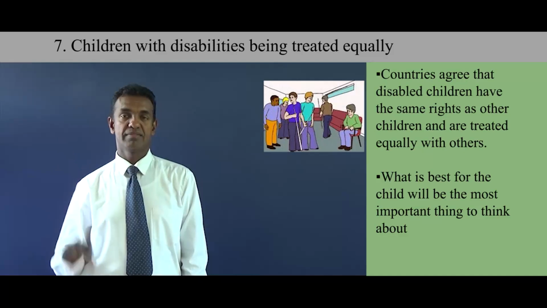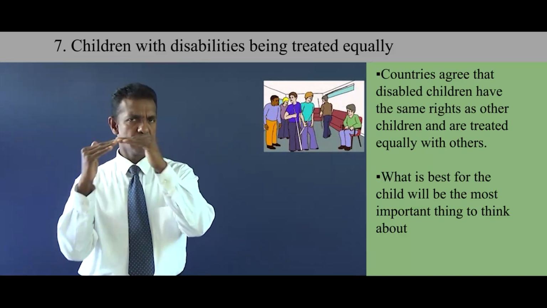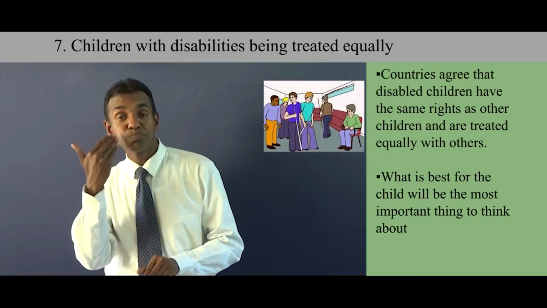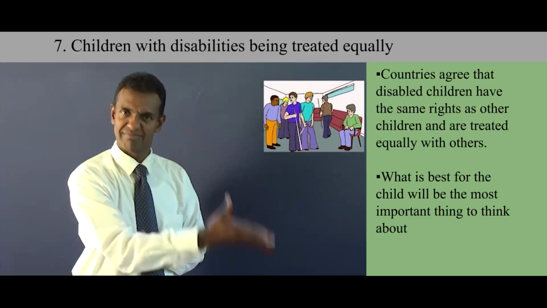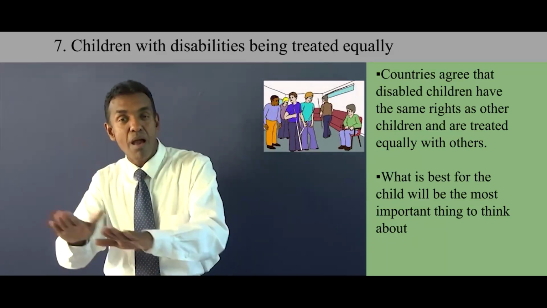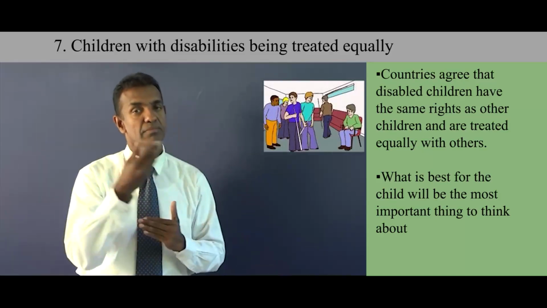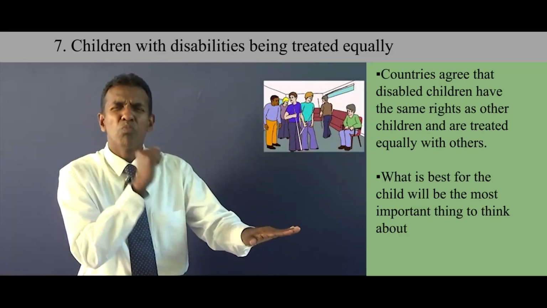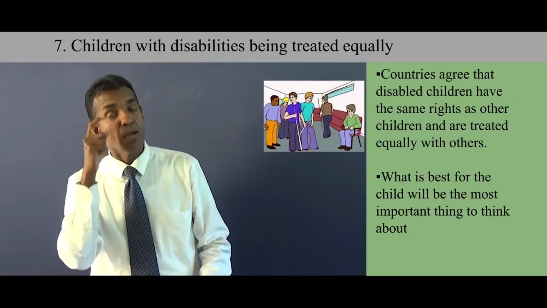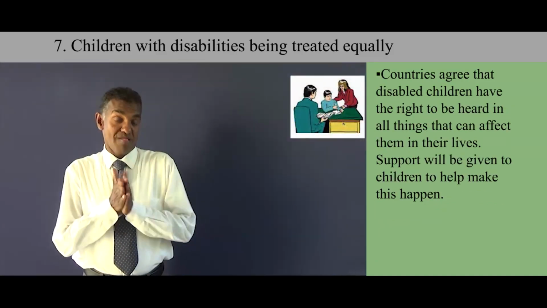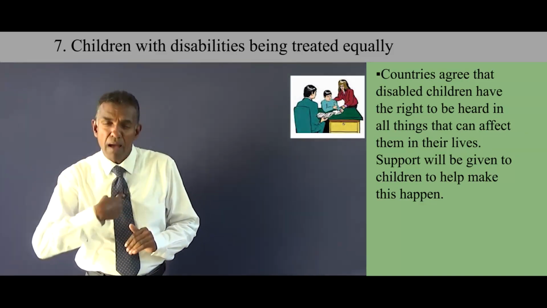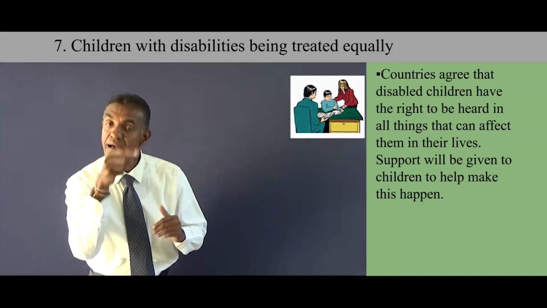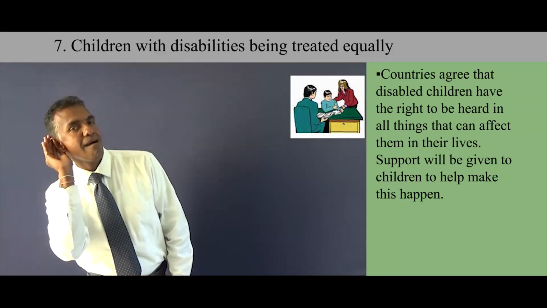Children with disabilities being treated equally. Countries agree that disabled children have the same rights as other children and are treated equally with others. What is best for the child will be the most important thing to think about. Countries agree that disabled children have the right to be heard in all things that can affect them in their lives. Support will be given to children to help make this happen.